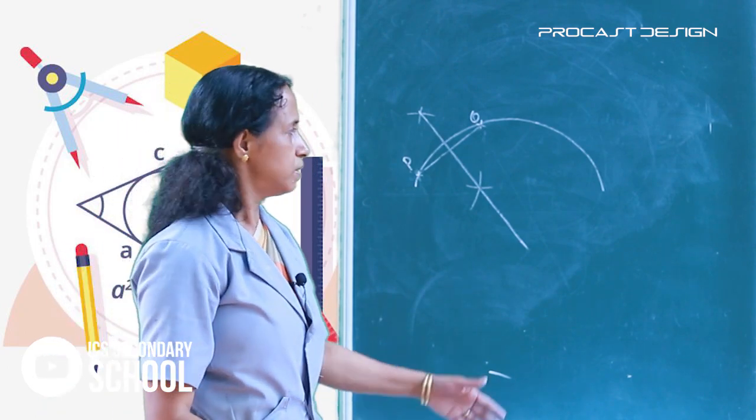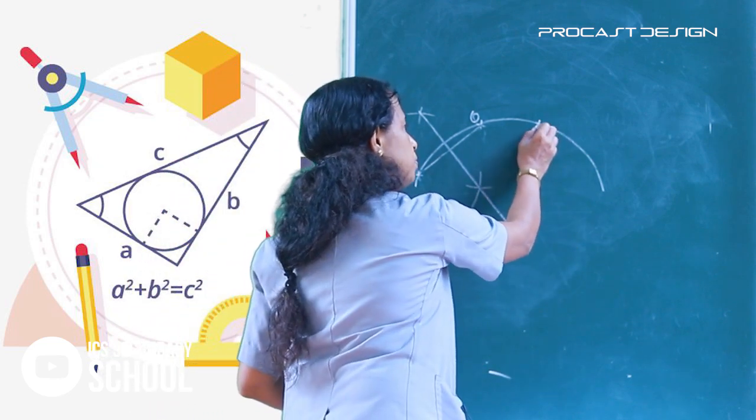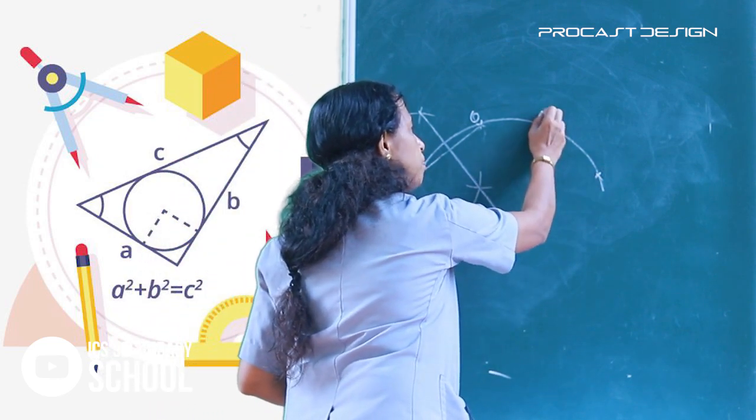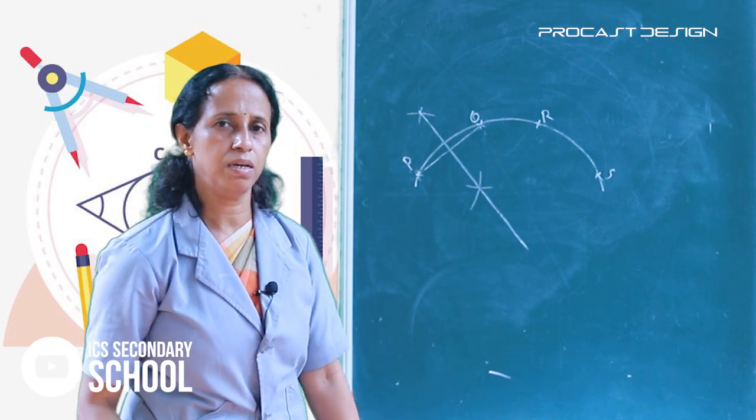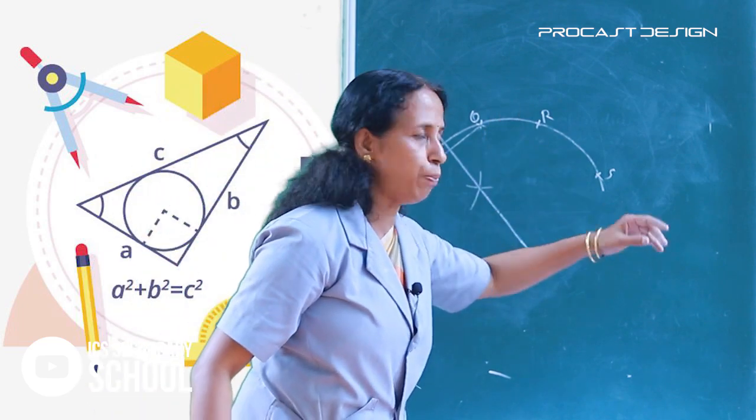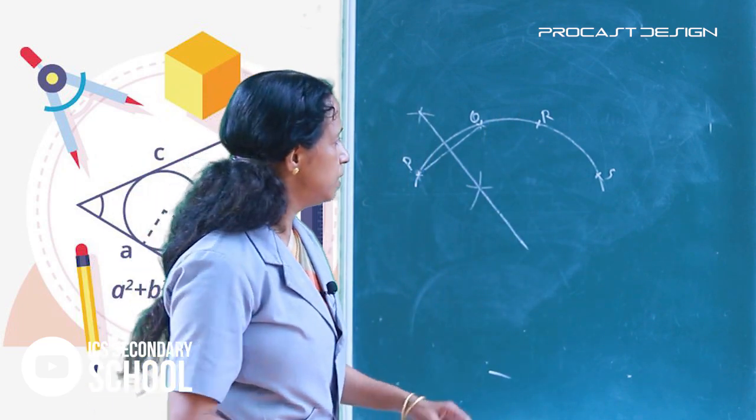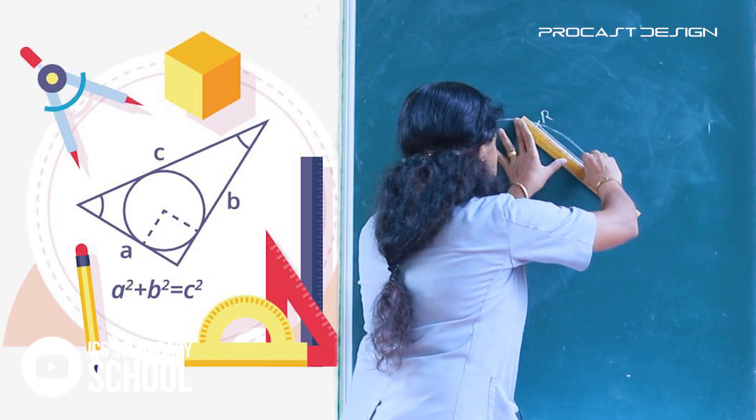Mark another two points on this circle, that is R and S. Connect these 2 points.